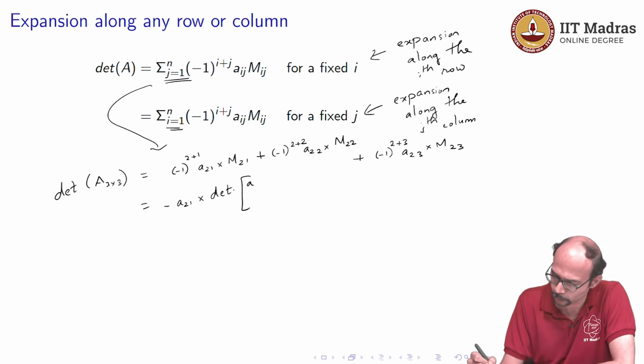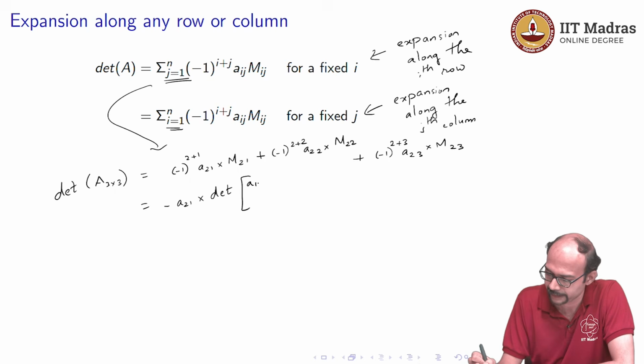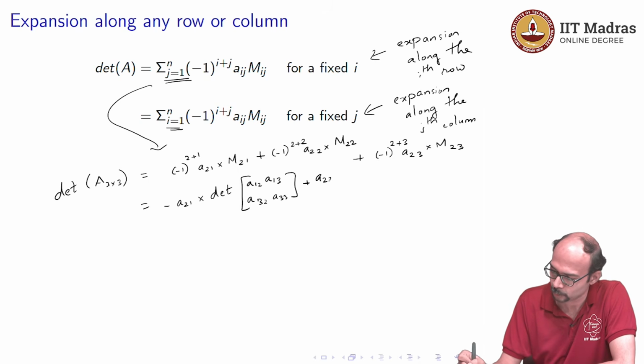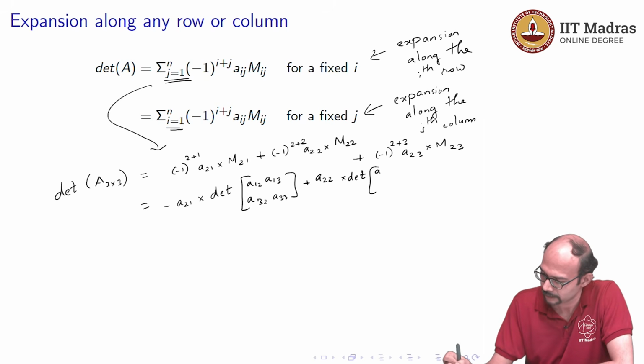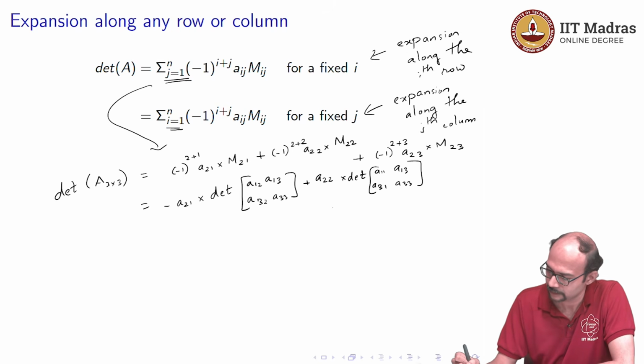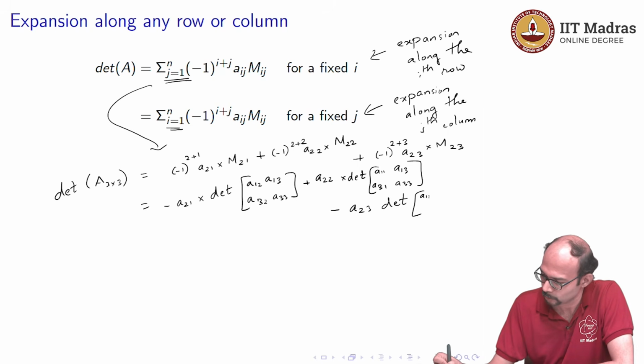you have to drop the second row and first column. So you get a12, a13, a32, a33, plus a22 times determinant of a11, a13, a31, a33, minus a23 times determinant of a11, a12, a31, a32.